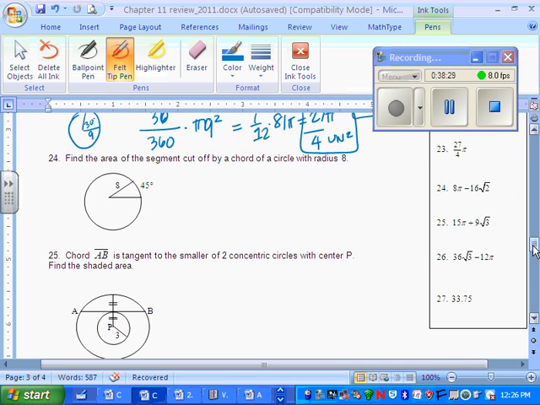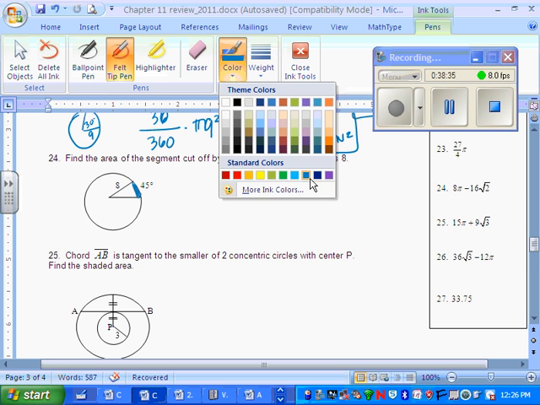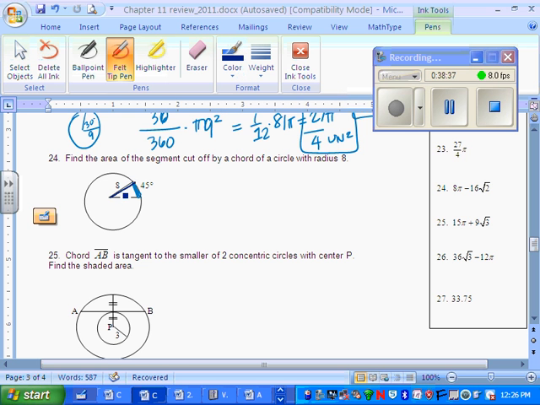Number 24, find the area of a segment cut off by a chord. So it looks like this. This is what you're finding right now. If we have this being 8, I know that both radii will be 8. Okay. What I want to do is a triangle. Let me draw it a little bit differently.